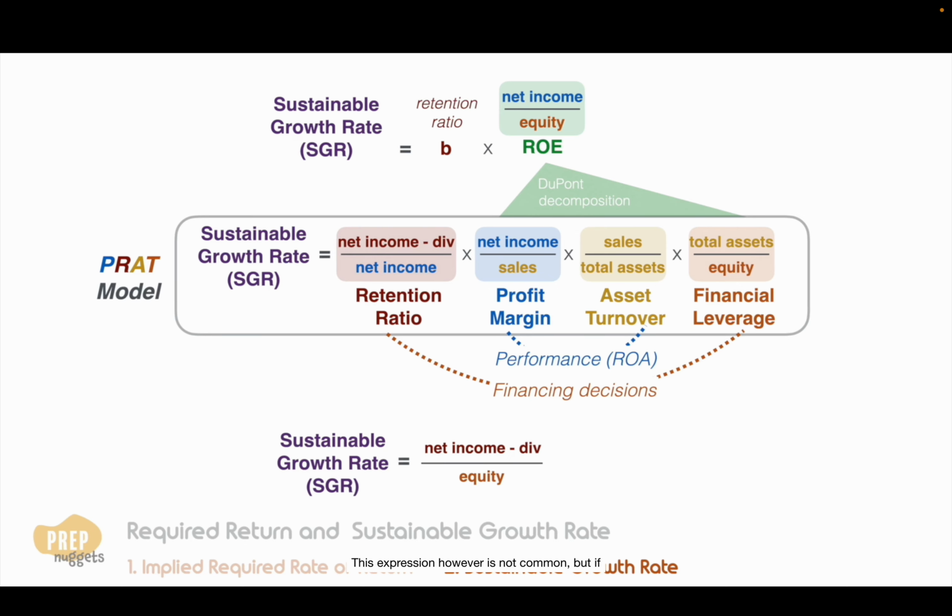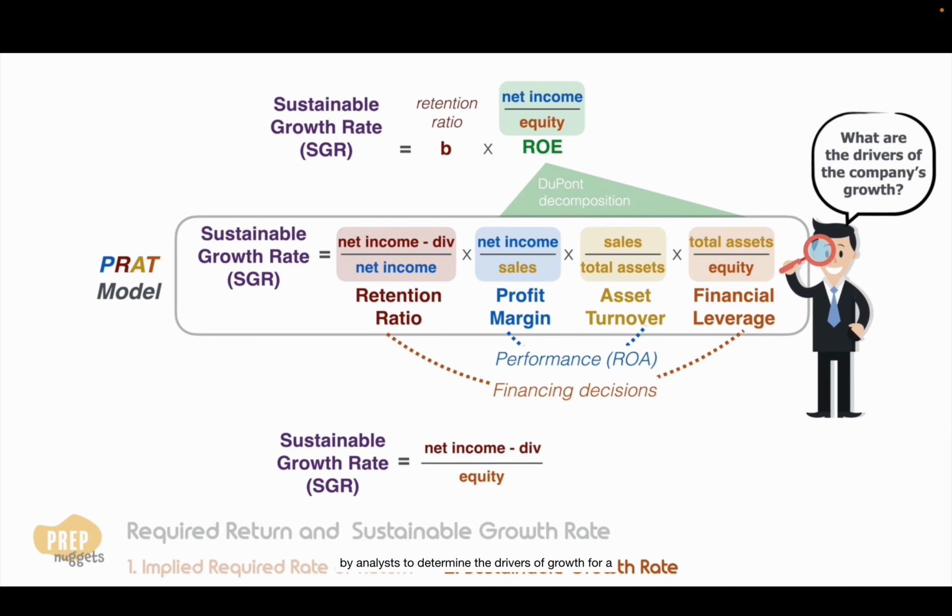This expression, however, is not common. But if you're given these values in the exam, you can use them to quickly calculate the sustainable growth rate. In essence, remember all 3 of these expressions for the sustainable growth rate, so depending on what the parameters are that you're given in the exam, you can quickly make the calculation. The Pratt model is also often used by analysts to determine the drivers of growth for a company.